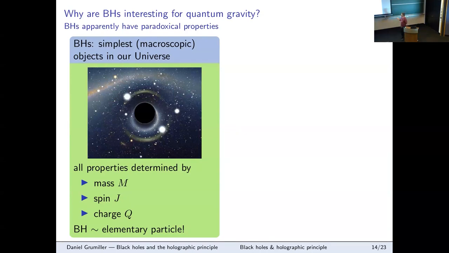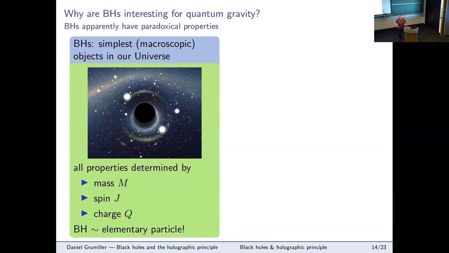By contrast, if you want to know the temperature of a black hole, well, if you know the mass, the spin, and the charge, you can just calculate it. And that is true for all observables related to black holes. So they are amazingly simple. Now, this is only true if you neglect quantum mechanics.